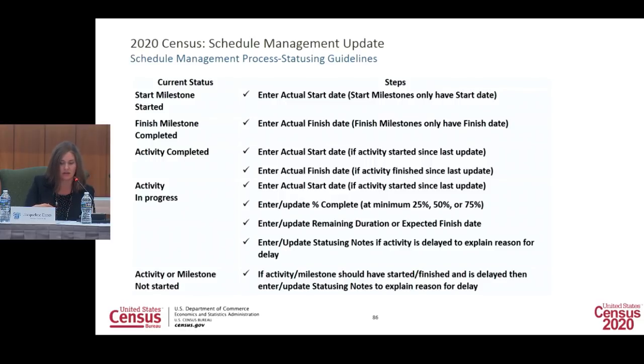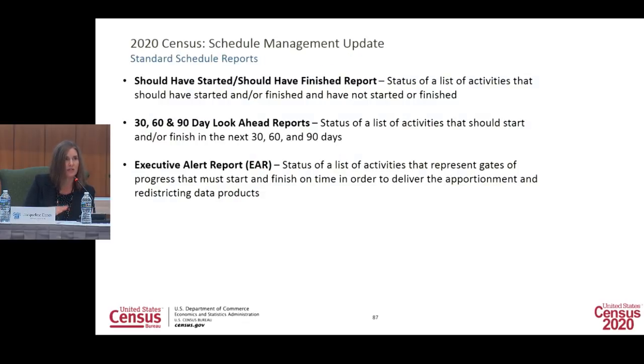And this is just a list of the guidelines that they use for providing the status. So I prefer to provide the cadence. I wanted you to see the types of status that the staff are providing. They provide any actual dates for activities that have started or finished, and then they provide a percent complete or remaining duration for anything in progress. And so all of that occurs, and on that Wednesday, we produce reports.